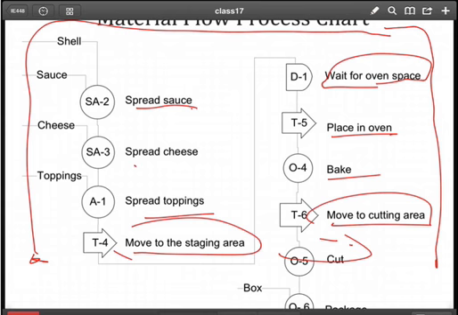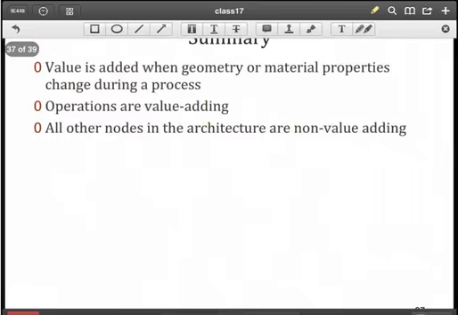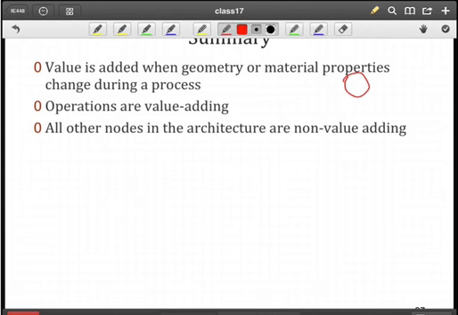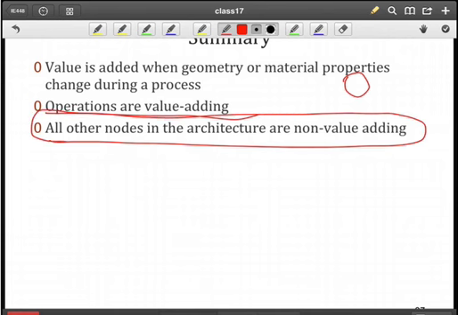Now you should be able to create alternative systems. This is not the only feasible configuration for our system, but it is a feasible system that would produce product in a reasonable amount of time for the customer. So in summary, again, value is added when geometry or material properties are changing during the process. Those elements represent our operations. Operations are value adding. All other nodes in this system architecture are non-value adding, but as we just saw in that previous example, those can be critical steps in our material flow in order to satisfy customer demand.